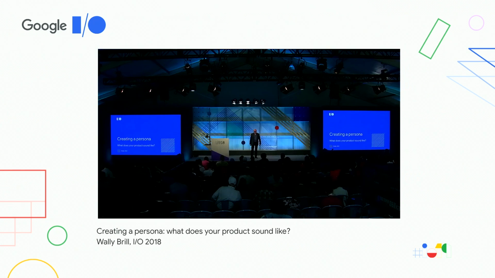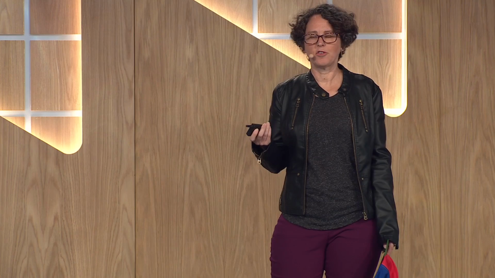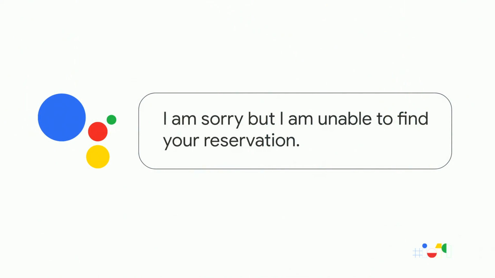The one thing I do want to mention is, if you're working on your action, building it in Dialogflow, how do you know you're still following the guidelines you set for your persona? So I'm going to take an example from Wally's talk that you're making like an airline action. And imagine that you've defined your persona to be pretty casual, pretty friendly, and you've gotten to the point where you're writing a prompt when you can't find the user's reservation. And you might write something like this: I'm sorry, but I am unable to find your reservation. So let's hear what that actually sounds like in the console.